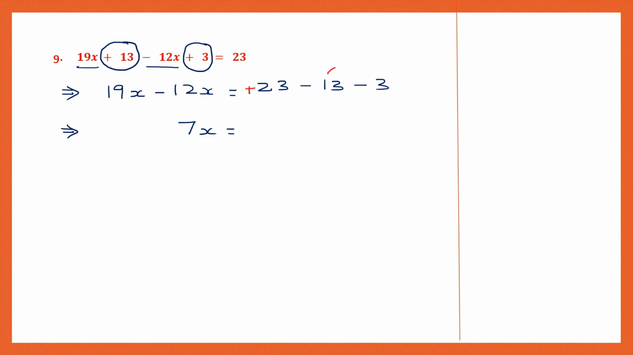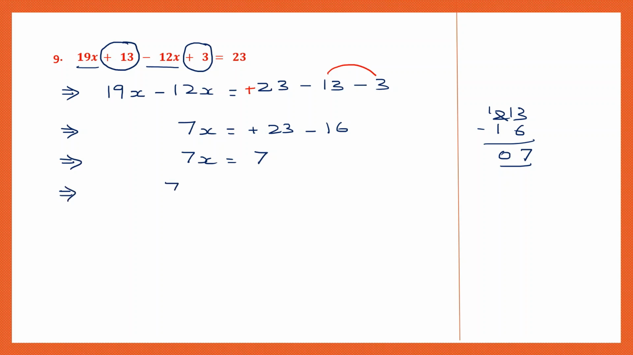So let's work out this. Signs are the same. So put the same sign and add. So this is 23. Here we put the same sign and we add 13 plus 3 is 16. So 7x is equal to 23 minus 16. Let's do that. 23 minus 16, we need to borrow, 13 minus 6 is 7. So here we have 7. So 7x means 7 into x is equal to 7.